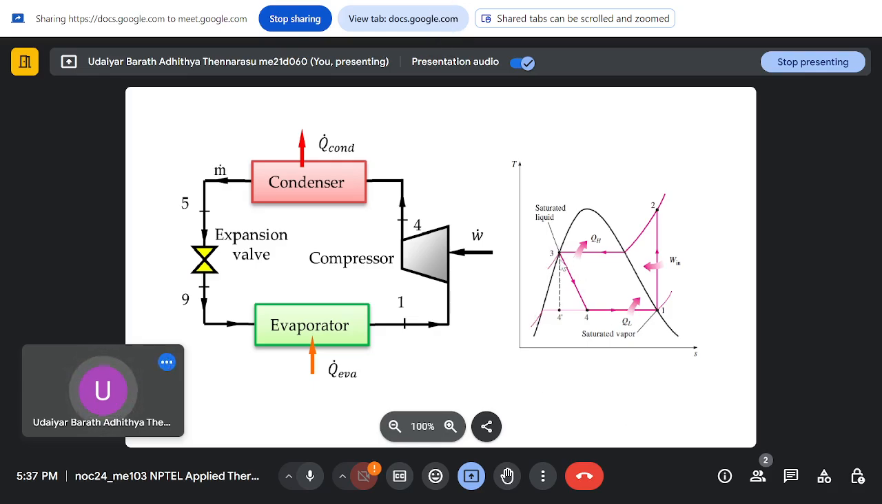So you are using an orifice or valve or a capillary tube in this case, and that gives you an isenthalpic process. So then your process comes to be isentropic compression, then isobaric heat rejection, then an isenthalpic process, and then isobaric heat addition. So this is how the cycle for a VCRS cycle looks. In this case, you have a mechanical compressor which is doing the work.